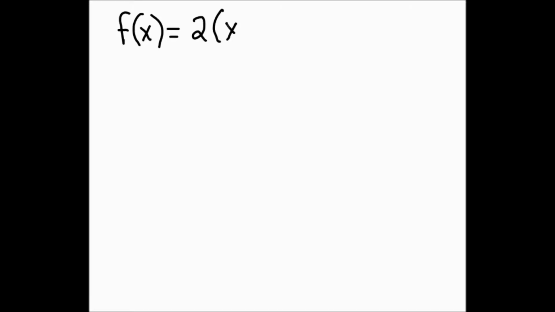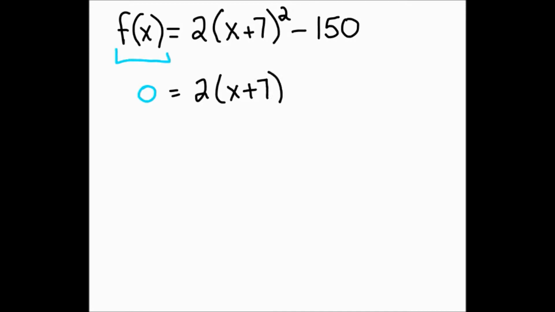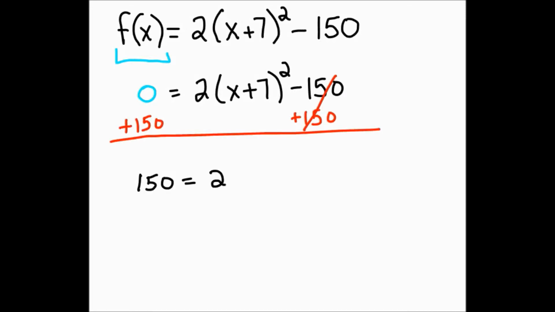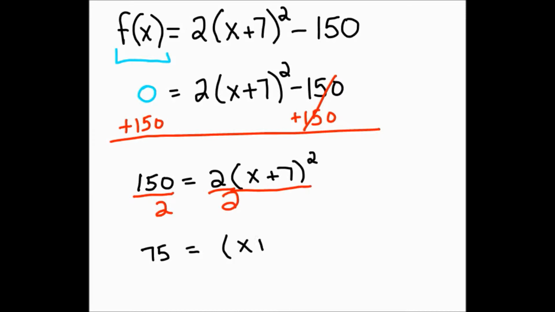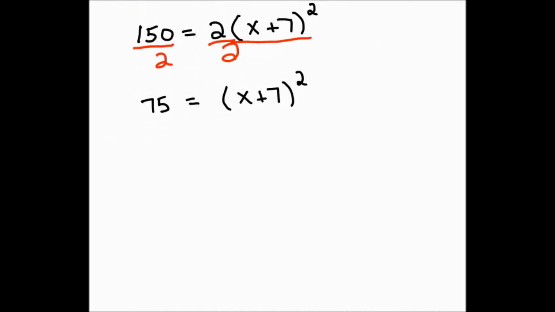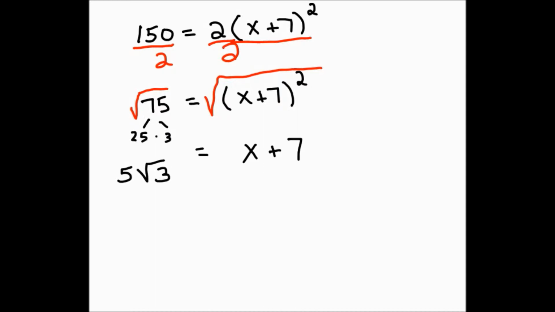So our first function is given to us in vertex form, which is how we want our equation set up. So we'll set the output equal to 0. We're going to add 150 to each side, working backwards. Divide by my a value of 2. Then I'm going to take the square root of each side to undo squaring. Have x plus 7, and the square root of 75 can be simplified as 5 square roots of 3.